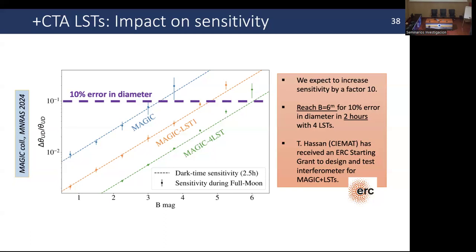Actually, my colleague Tarek Hassan from CIMAT has got an ERC Starting Grant to design and test this interferometer. Okay, so the money is there to build the interferometer.